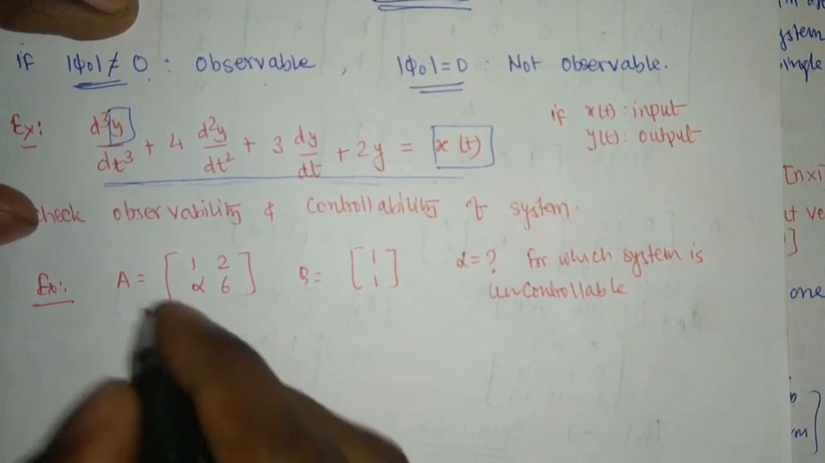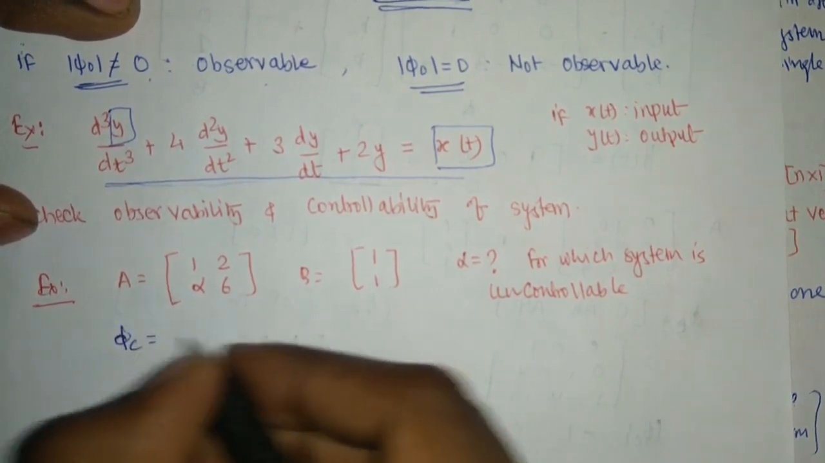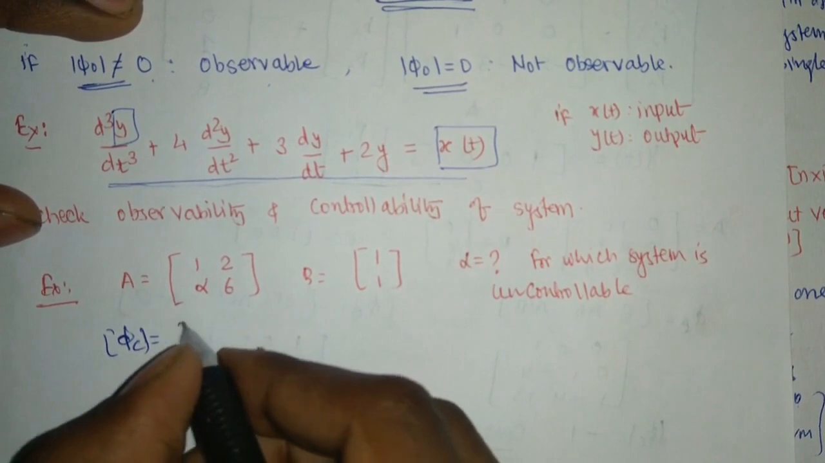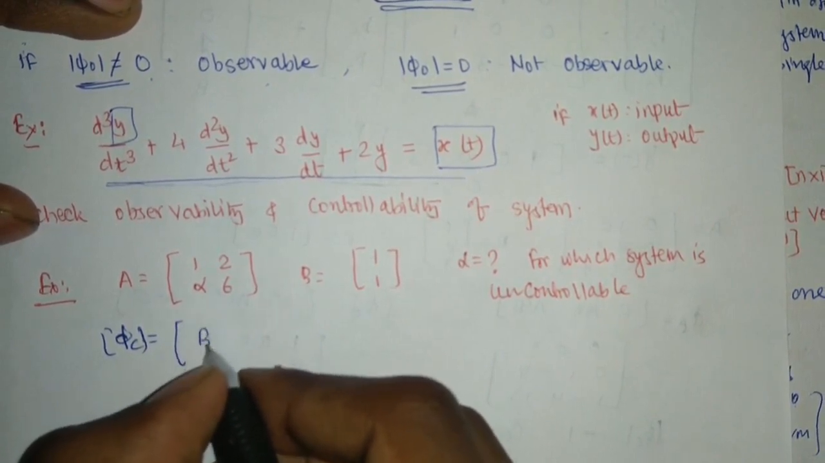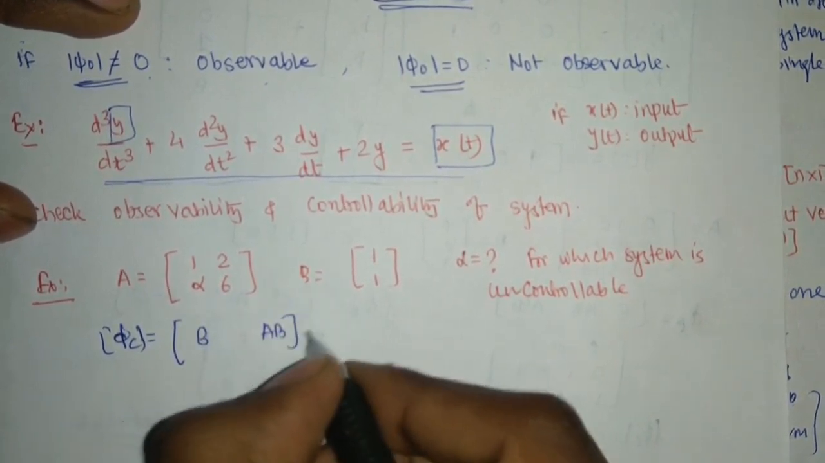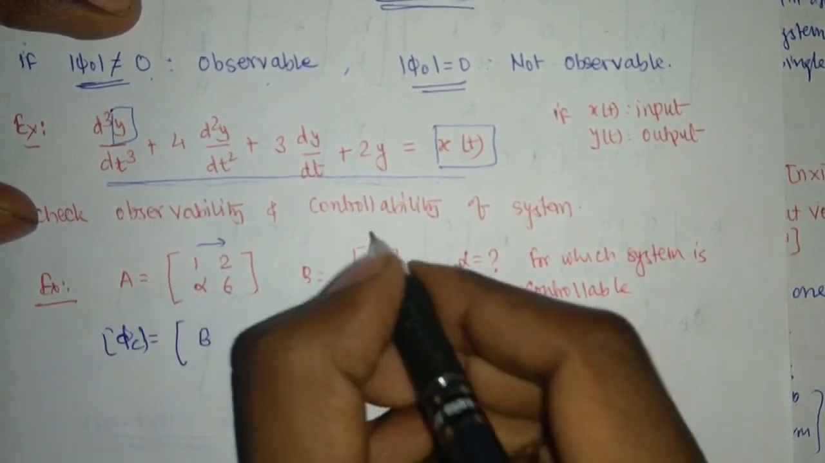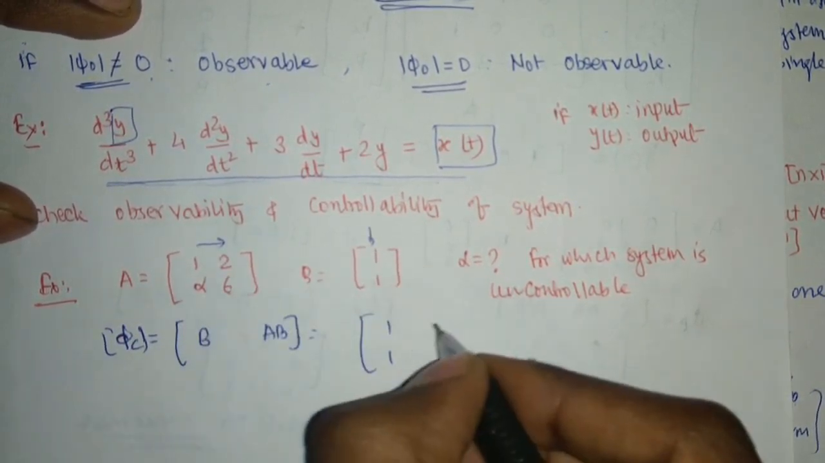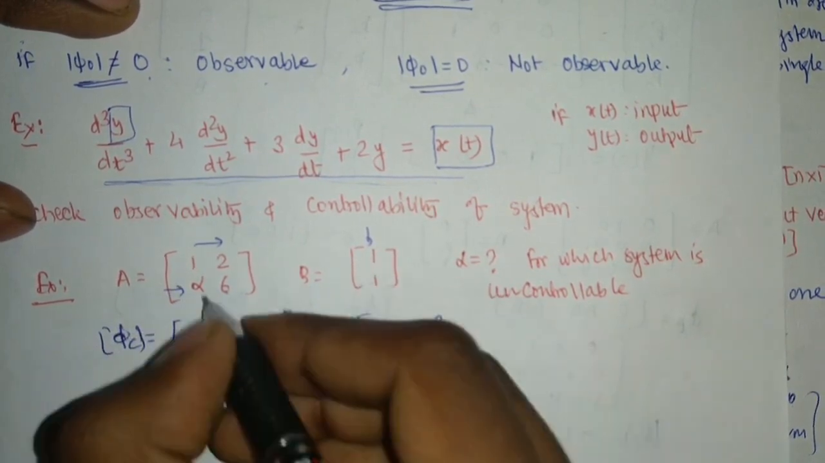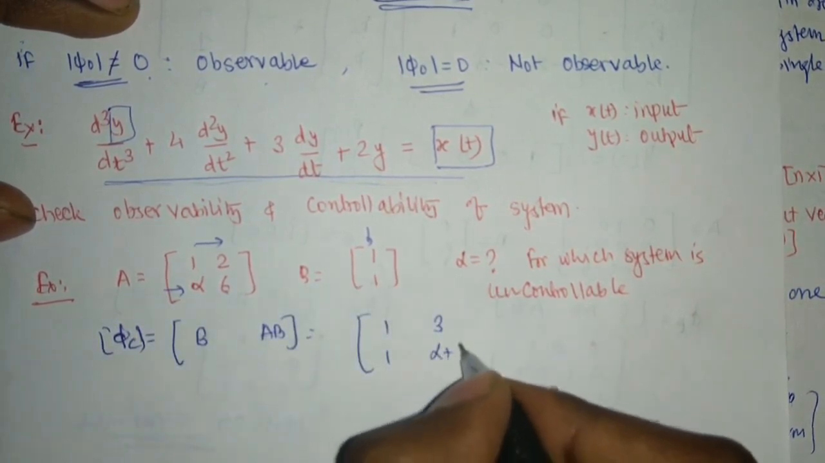In order to calculate that, we first need to calculate the phi c matrix, and that will be B and A into B. So let's calculate it. B matrix is 1, 1, and A into B will become 1 plus 2, which is 3, and then alpha plus 6. So that is my controllability matrix.